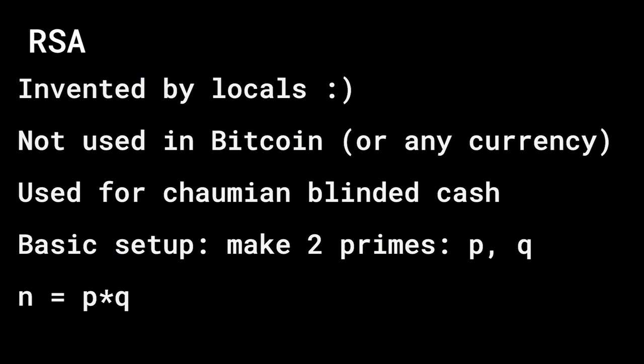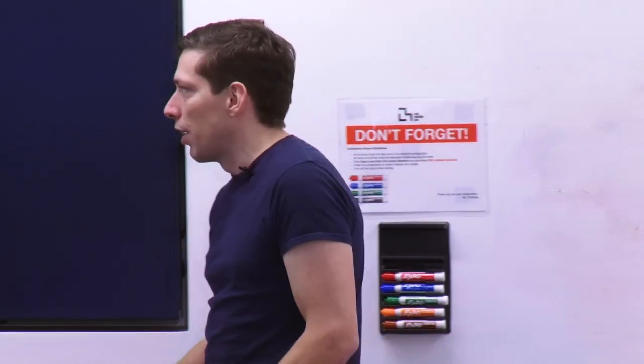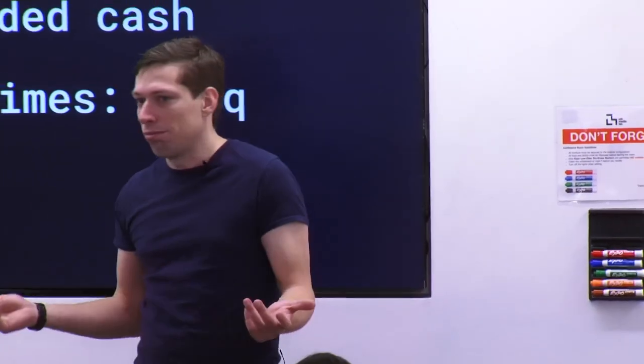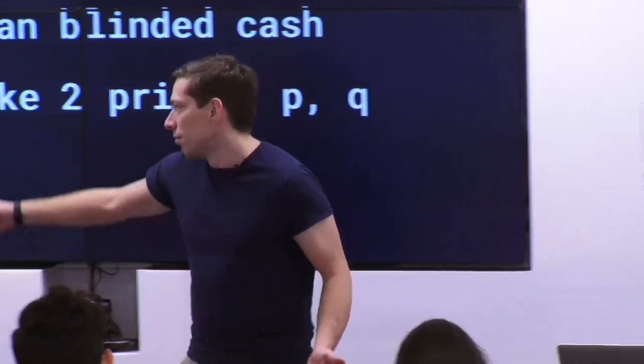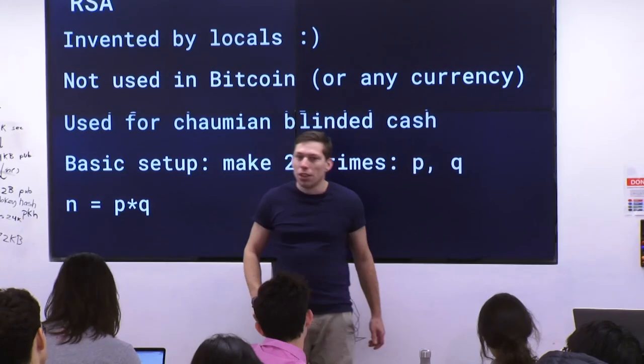The basic setup of RSA is make two prime numbers, P and Q, and then compute N, which is the product P times Q. So this seems fairly straightforward, right? It's not too hard. Everyone knows what prime numbers are. Now you have this composite number, P times Q.